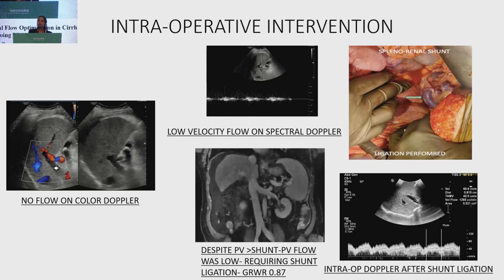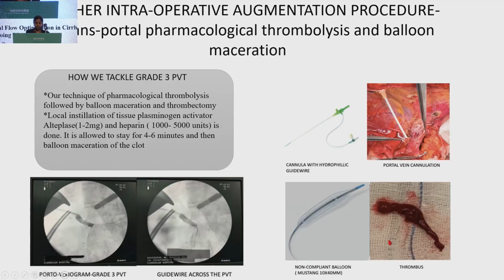So for patients who have an abnormal Doppler in the preoperative phase, this patient had no flow on color Doppler and low flow on spectral Doppler and had a large splenorenal shunt. And after implantation, the flow was not satisfactory. Hence, we did a trial clamping of the shunt, and portal flow and velocity increased, and thereby the patient underwent ligation of the shunt, and postoperative Doppler was normal.